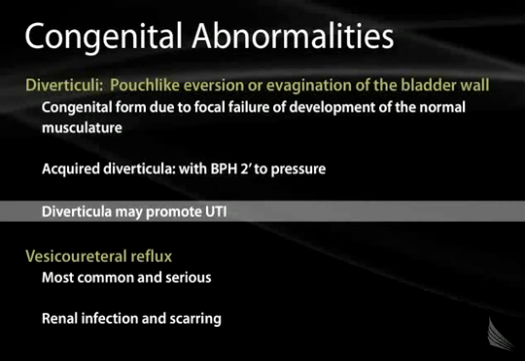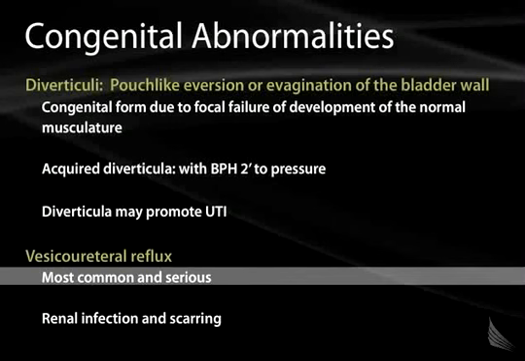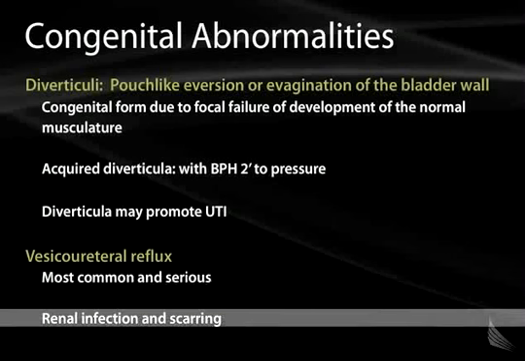One can see within children, in particular, vesicoureteral reflux, where there is the expression of urine backwards within the urinary tract, potentially up into the kidney. This, naturally enough, can be a very serious condition which leads to renal infection and scarring.